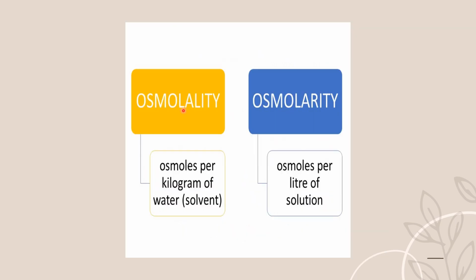So here we come across two terms: one is osmolality, another is osmolarity. The number of osmoles or milliosmoles per liter of solution is known as osmolarity, whereas the number of osmoles or milliosmoles per kilogram of water or solvent is known as osmolality. As 1 kg of plasma is equivalent to 1 liter of plasma in our body, we usually use the term osmolarity, that is the number of osmoles or milliosmoles per liter of solution.